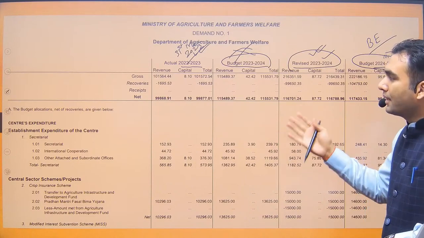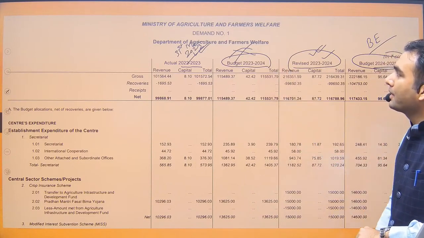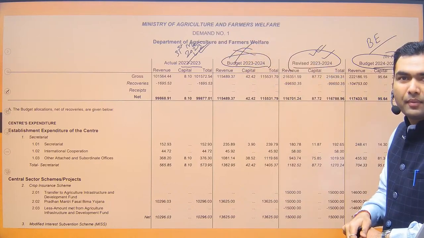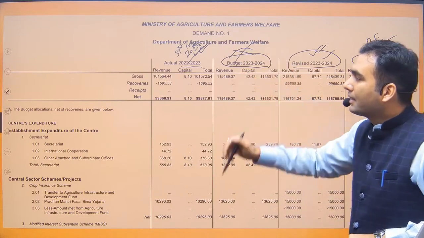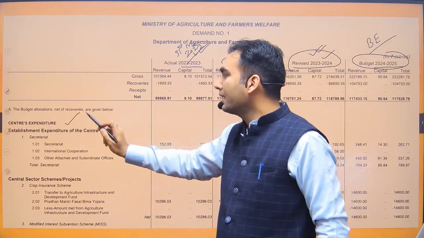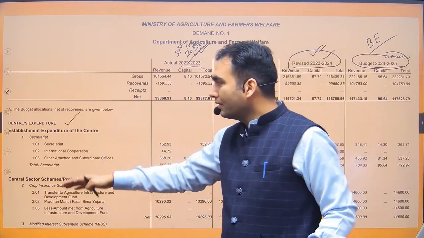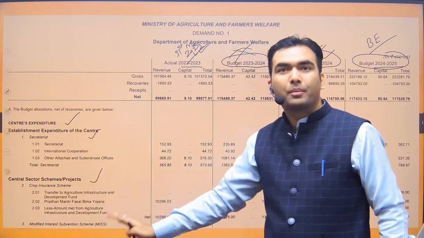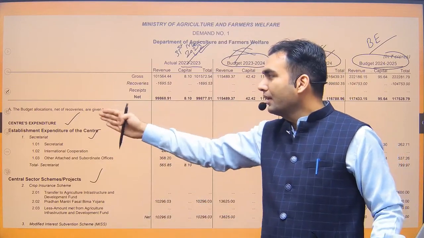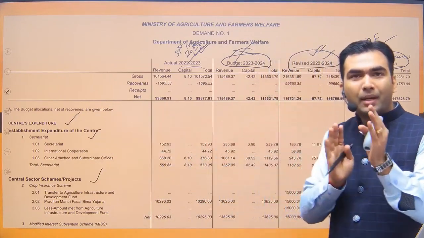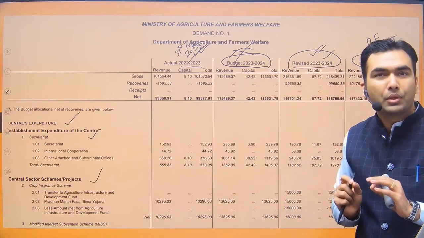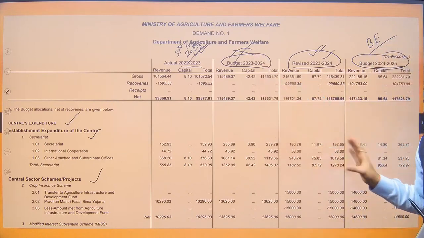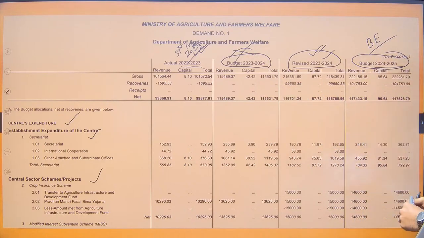And this I have just simply taken for example purposes, like demand number one is for the Department of Agriculture and Farmer Welfare. Okay, and in this case, there is first center expenditure, as I have told you. Then within center expenditure, there is establishment expenditure, central sector schemes. There would be a third as well. And then there would be this transfer to the states. So the mechanism that I just conveyed to you, that this is how the whole budget is structured, the same you can witness here as well. Now here I will also show you one more thing.